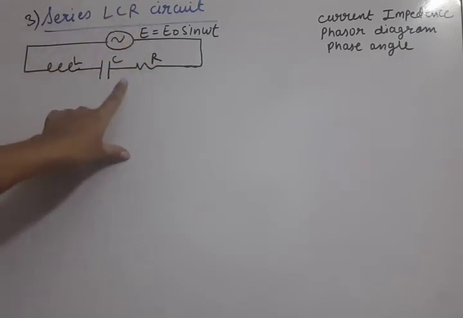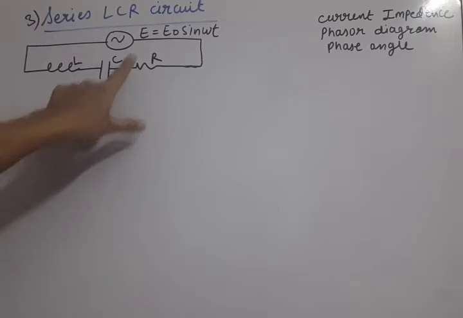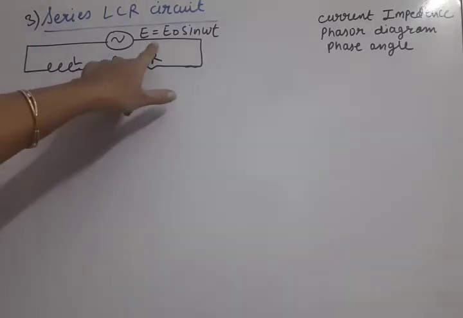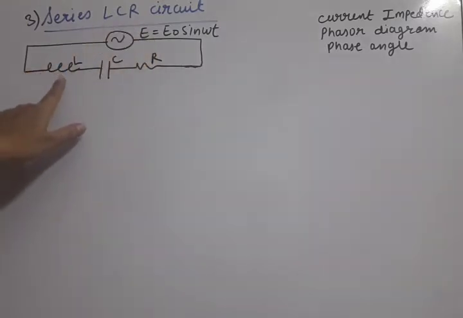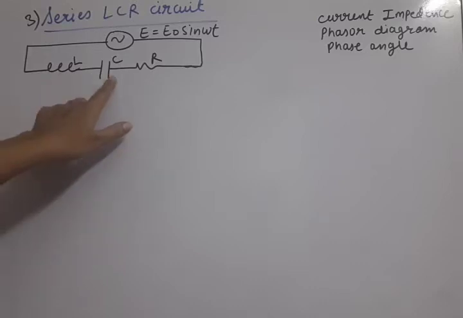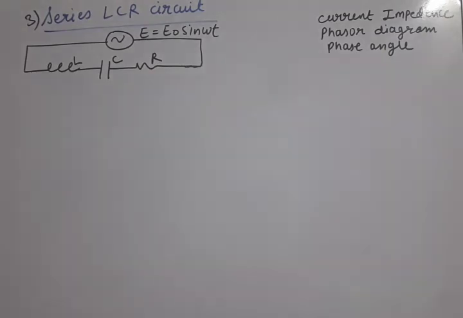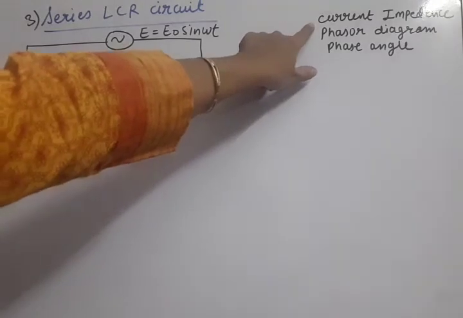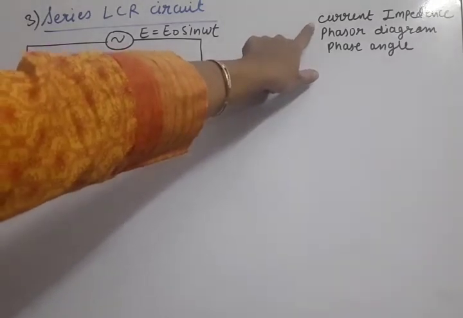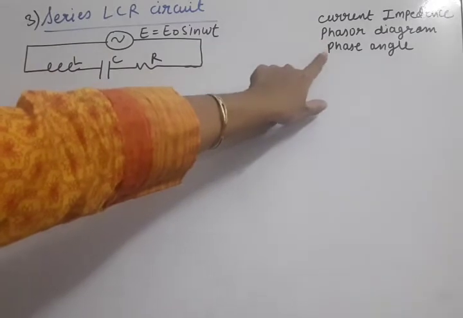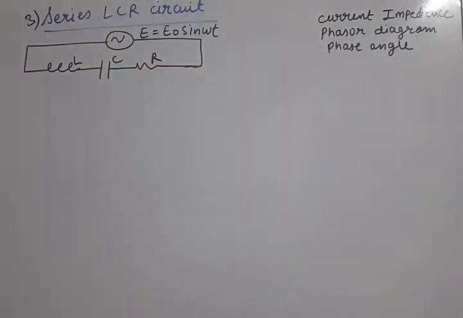So you can see that this is the diagram. In this, one alternating voltage supply is connected, E equal to E0 sine omega t. This is connected across the series combination of L, the inductor, C, the capacitor, and R, the resistance. Now, as is the procedure, we have to solve for this circuit: current and impedance, phasor diagram, and the phase angle between voltage and current.